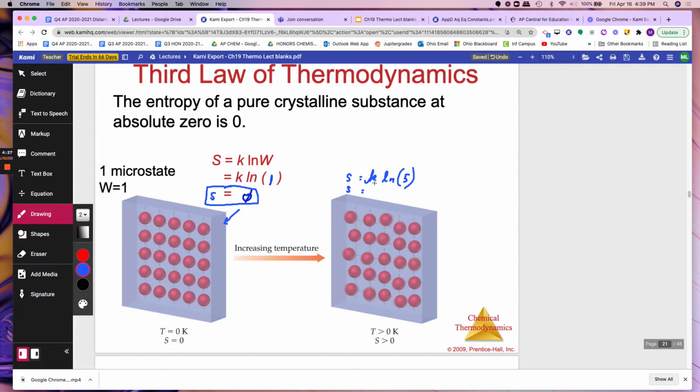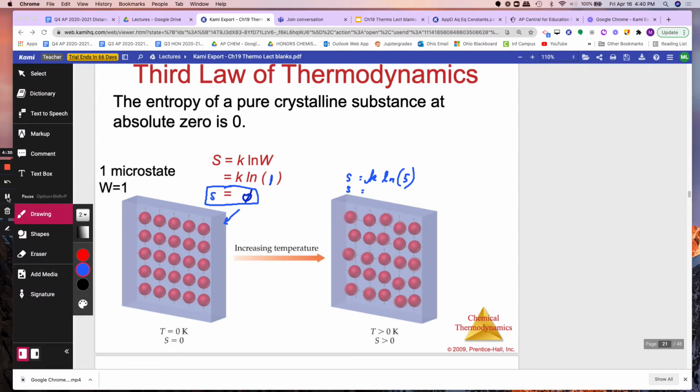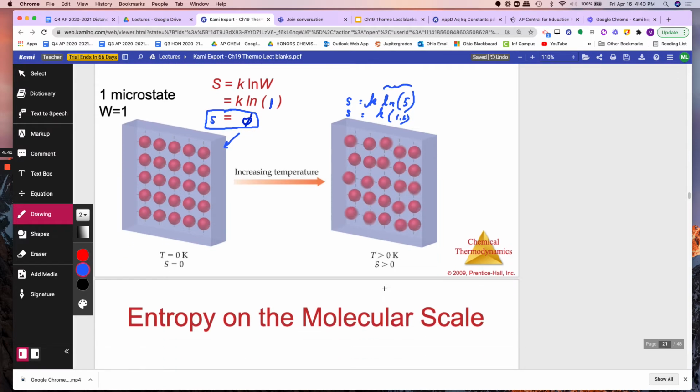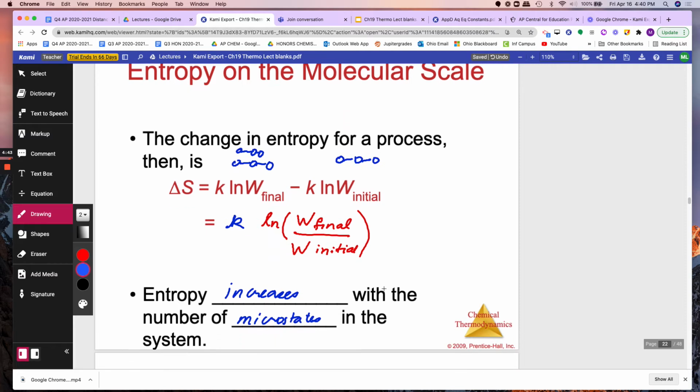What's the natural log of 5? Let me calculate that. So this quantity here, natural log of 5, is 1.6. So it's K times 1.6. So obviously the S goes up as you put more energy into it because there are more microstates.